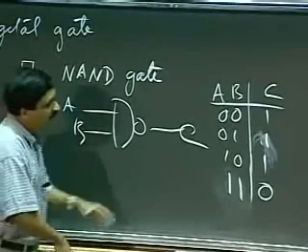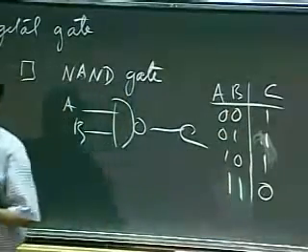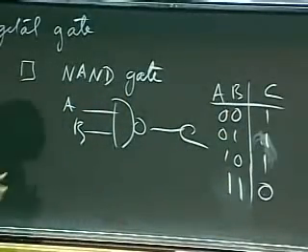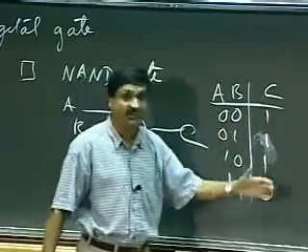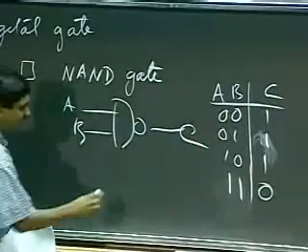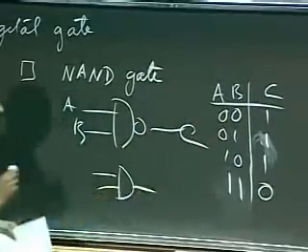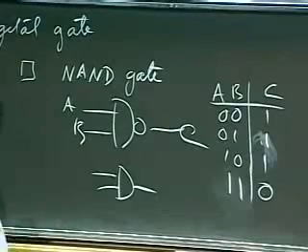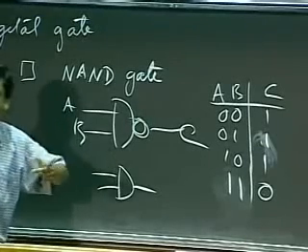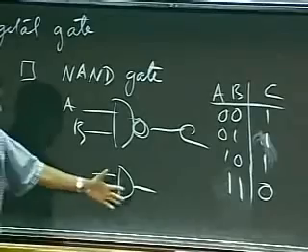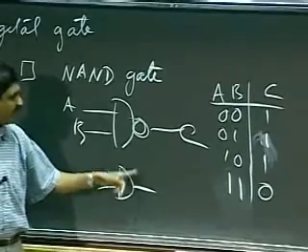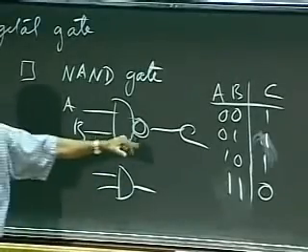Notice that these are exactly complementary to the AND gate. The AND gate outputs were 0, 0, 0, 1. Okay? And the AND gate symbol looked like this. In general, notice that this little bubble here, it's called a bubble, that bubble implies a negation, an inversion. Okay? So you take the AND gate, invert the output, and you get the NAND gate.